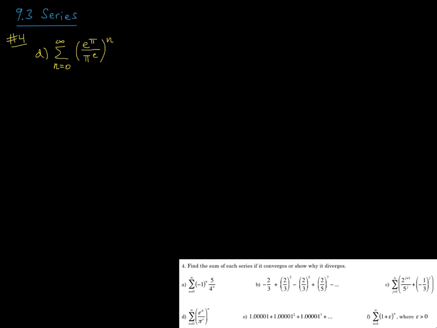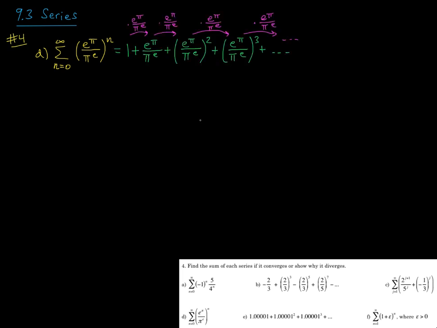4D is next. So we're looking at the sum of (e^π / π^e) all raised to the nth power. And here n varies from 0 to infinity. So the first few terms are 1 plus e^π over π^e plus (e^π over π^e) squared, and so on and so forth.